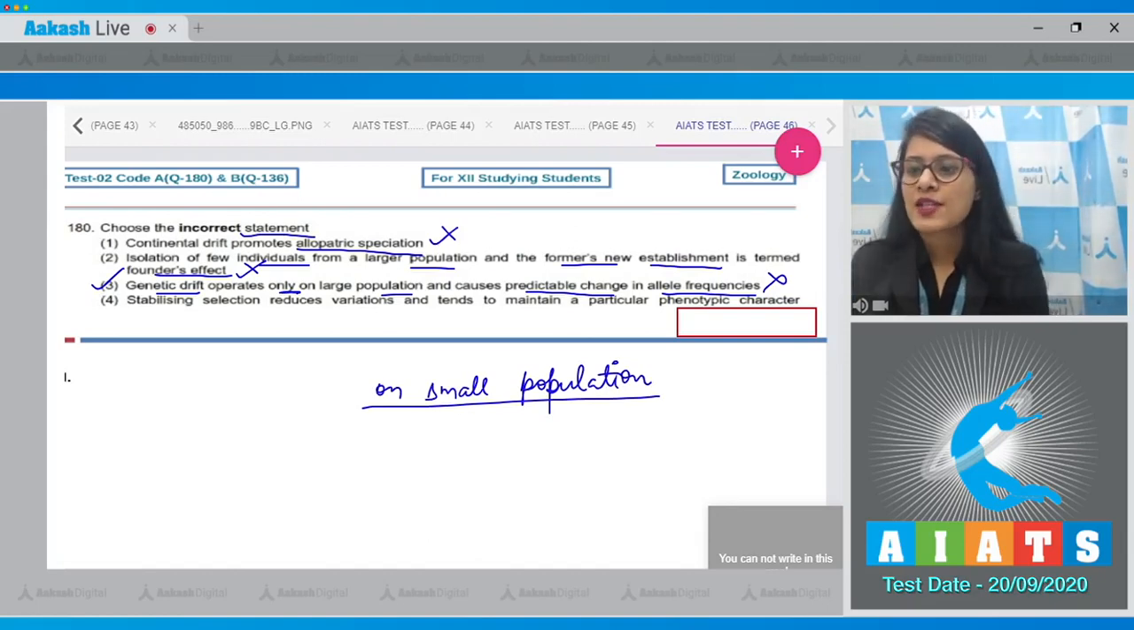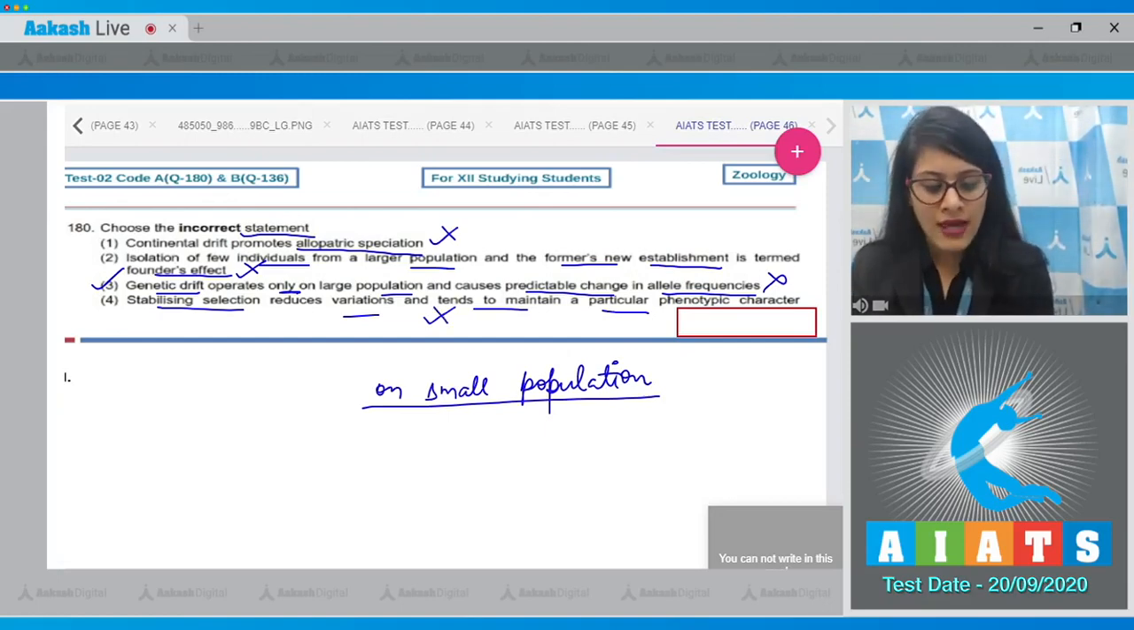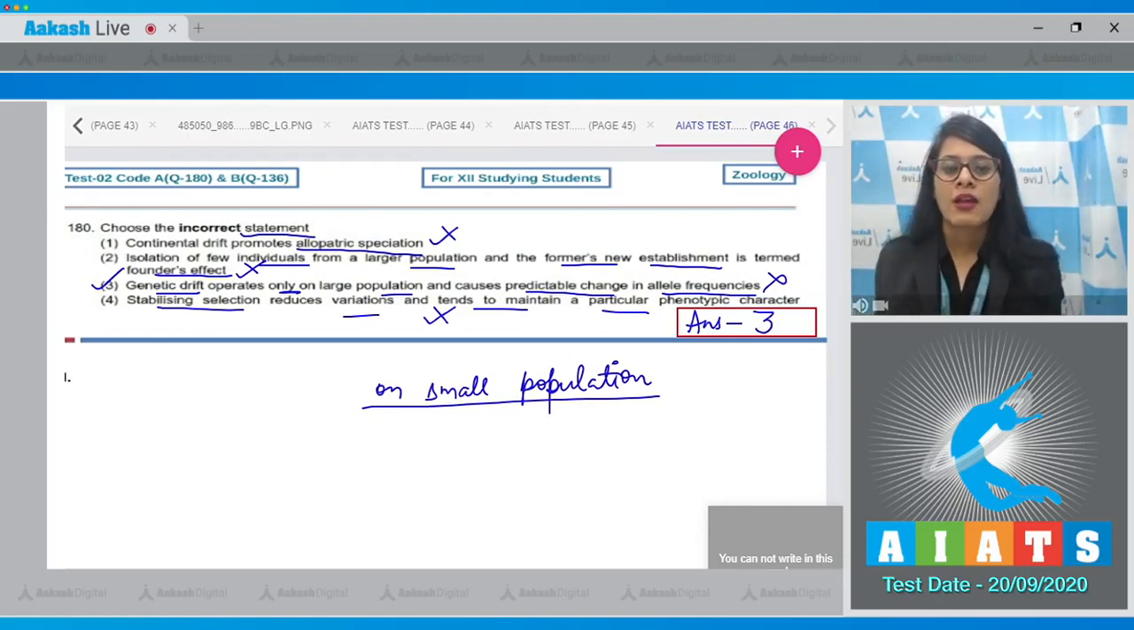The next statement is statement 4. Stabilizing selection reduces variations and tends to remain a particular phenotypic character. And as it is a correct statement, this cannot be a correct answer to our question. So, an incorrect statement and the correct answer to this question is option number 3.